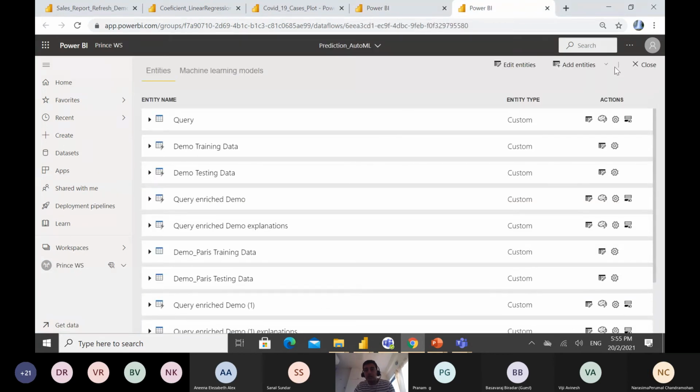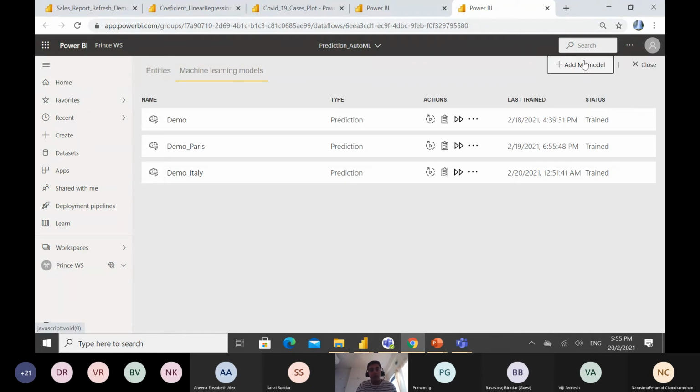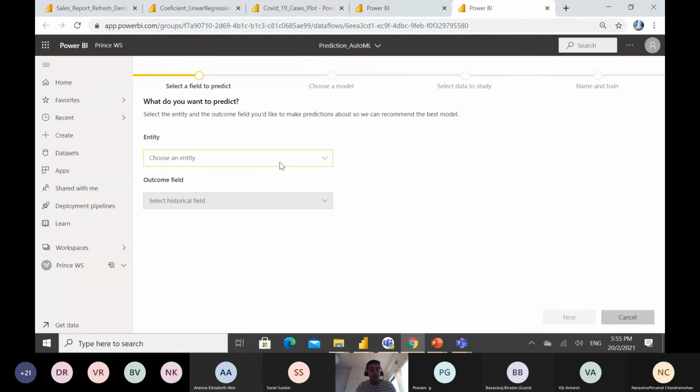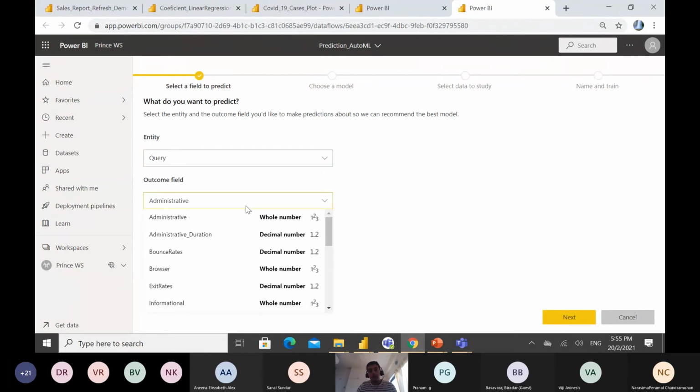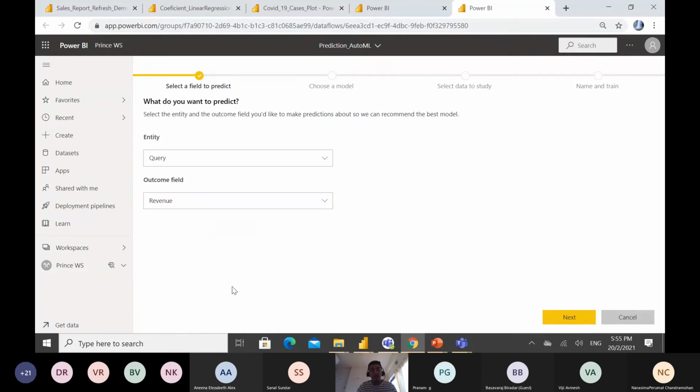Okay, so if you see this one, machine learning models are out there as part of the data flows. You don't need to do it yourself; it predicts which model you should be using. For example, you say, okay, I'm going to use my query. What is the outcome field that I'm going to use? I'm going to use a revenue field, which tells you whether the purchase happened or not. So I want to predict whether my purchase is happening or not.